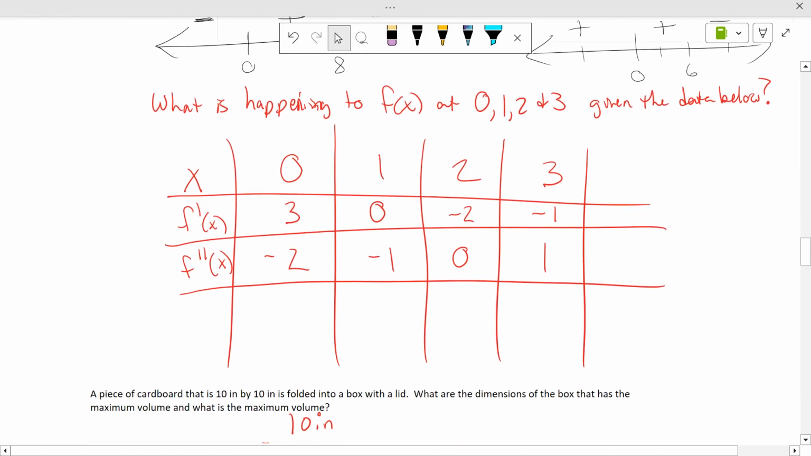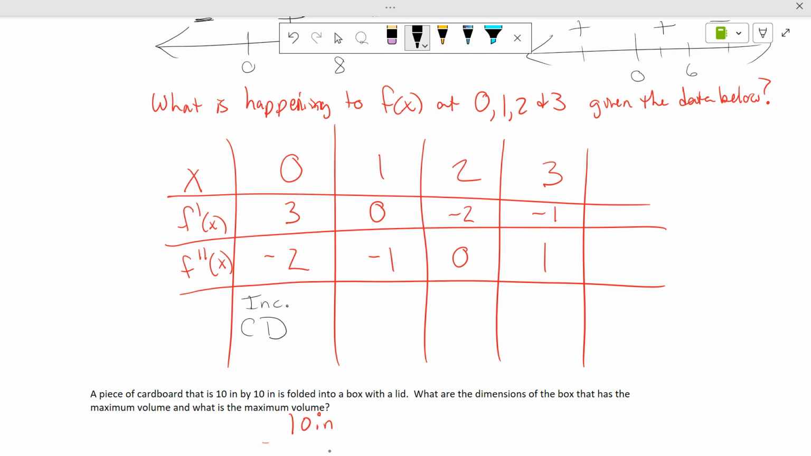So what's happening at 0, 1, 2, and 3, given this information? What does the 3 tell us? It's increasing. What does the negative 2 tell us? Concave down. What's happening here? It's either a min or a max, because this is a critical number, and it's concave down. So if it's concave down, this would have to be a max.